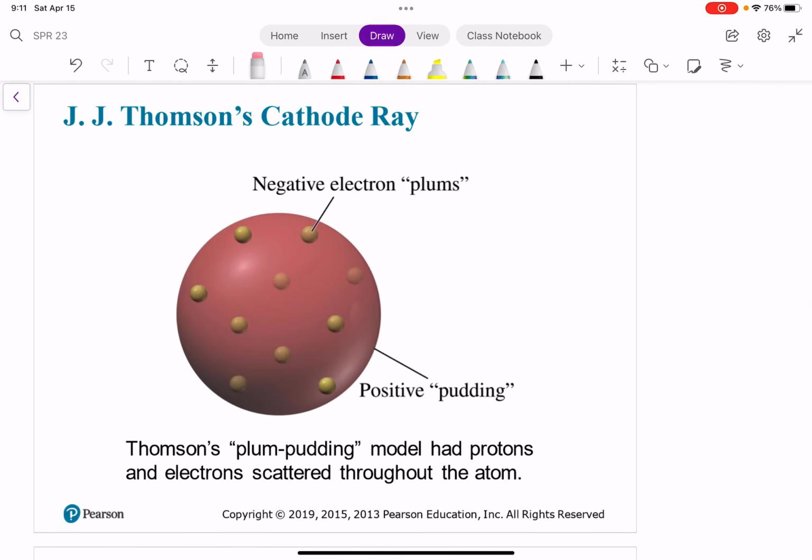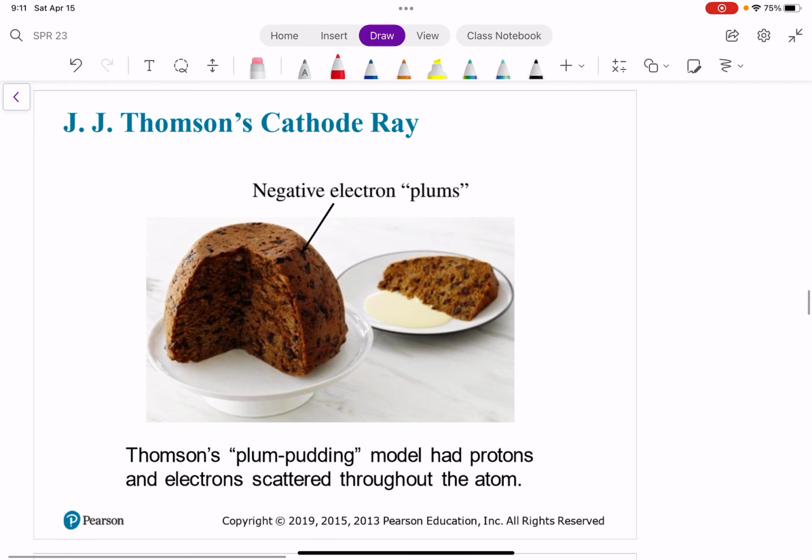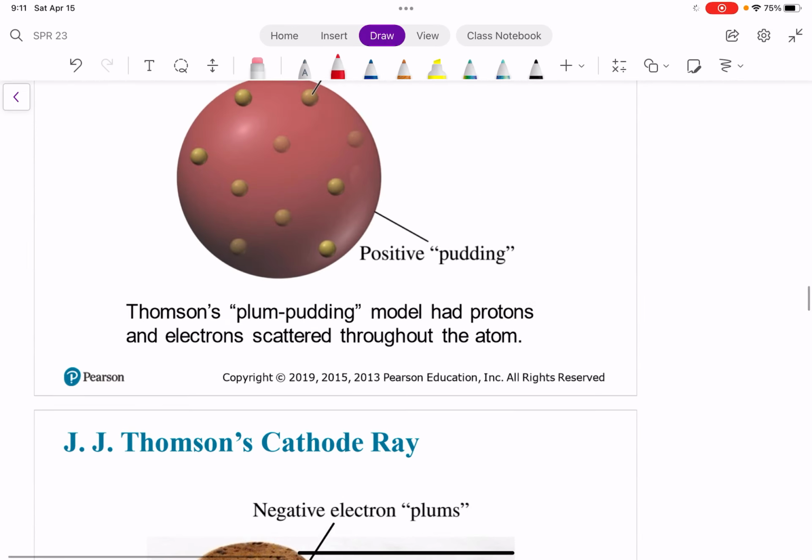And so J.J. Thomson, after his experiment with the cathode ray tube, started to think about what the atom actually looks like, because now he knew that there are these electrons. He proposed that the atom looked like something called plum pudding. It's a food that was actually really popular when he was around. I don't know if it's popular today anymore in the UK, but it was back then.